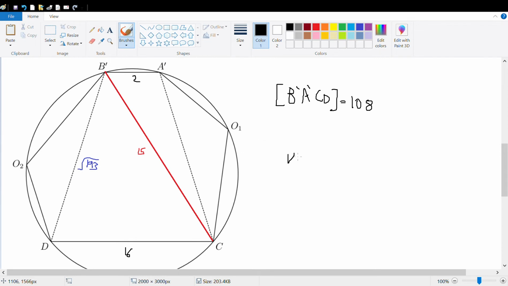So let's write that here. So claim: triangle DO2B prime is congruent to triangle A prime O1C.